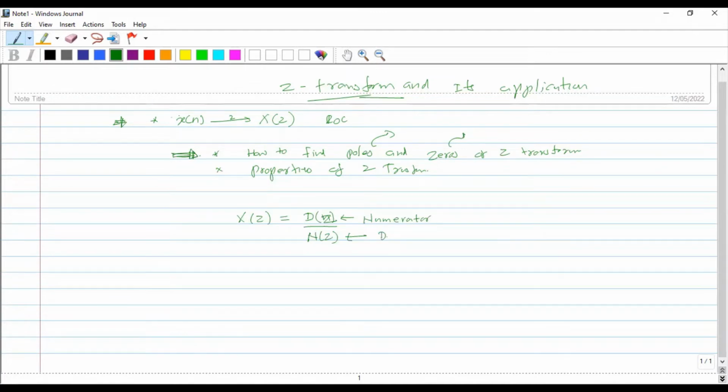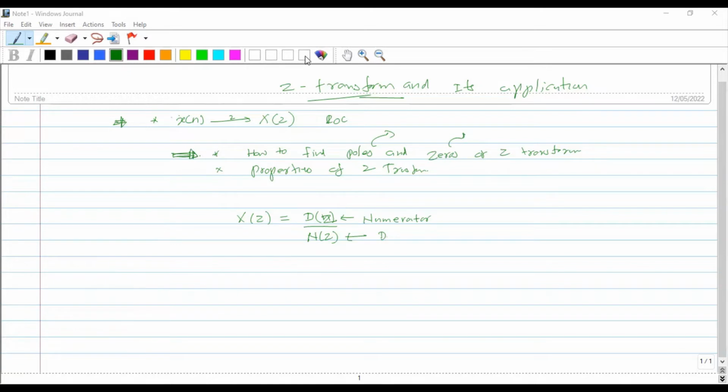Let's check whether my words are correct or not. Denominator and numerator. Yes, the above number is the numerator, and the lower, the bottom number, is the denominator. Numerator and denominator.